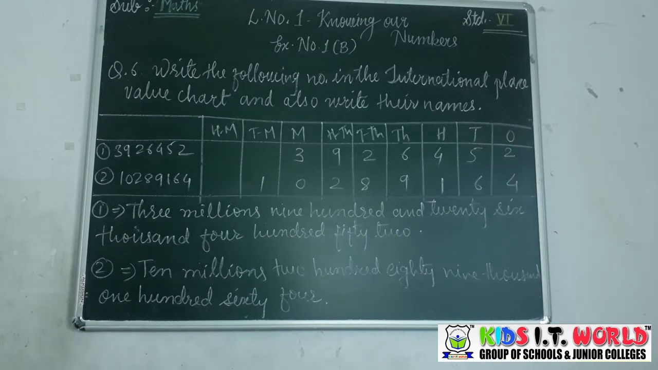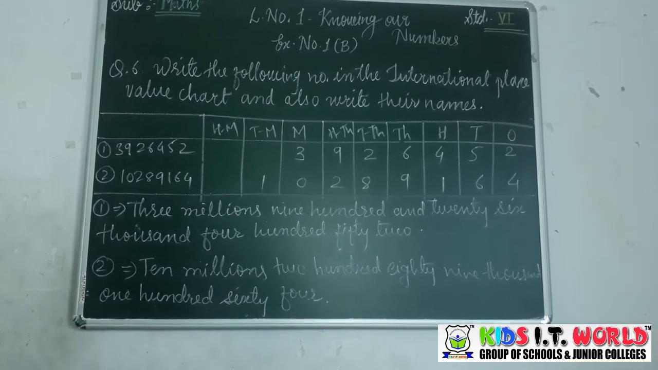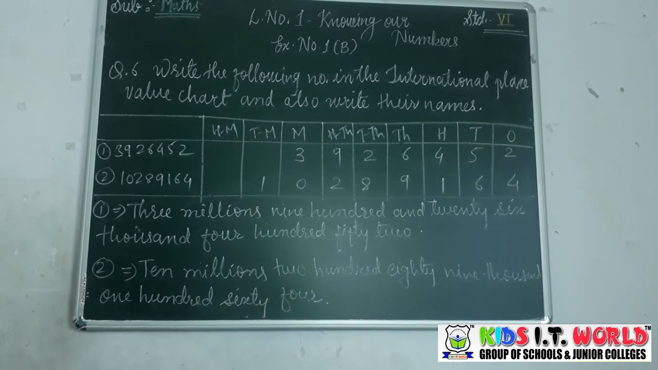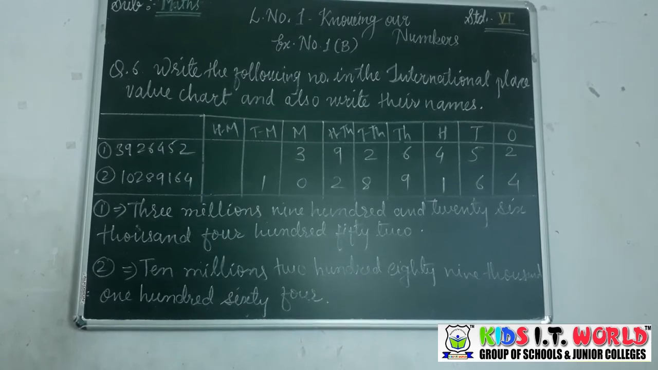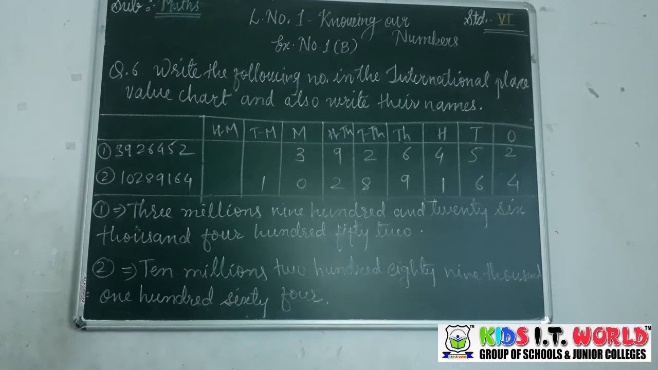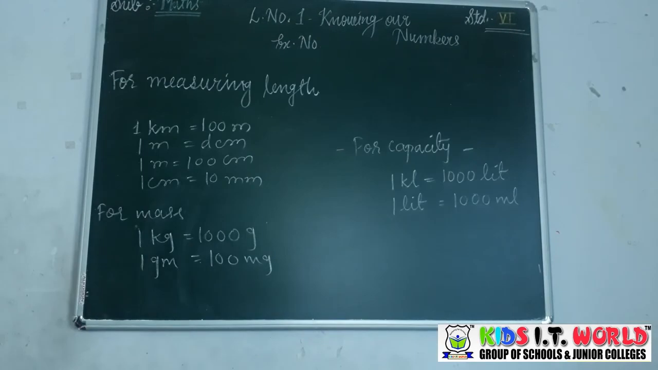Now we will see the next, the short form of the place value. Now here the next topic is about measuring the length, mass and capacity. Now these are the basic units which you have used in the 4th standard also for measurement. Here we will see for measuring the length we use these 4 units when we have to convert the larger unit into the smaller unit.